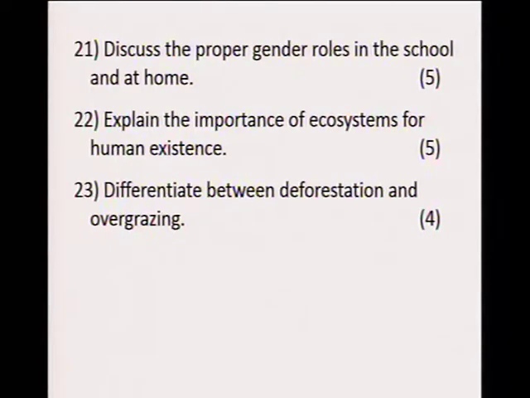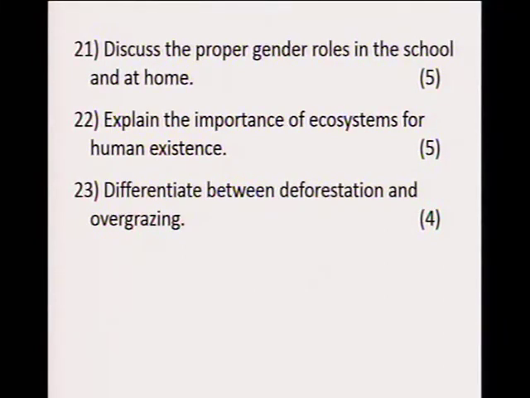And then question 21. Question 21 is about gender roles. So the question is, discuss the proper gender roles in the school and at home. So you discuss the proper gender roles in the school and at home, out of 5.